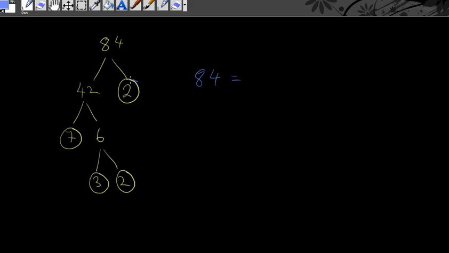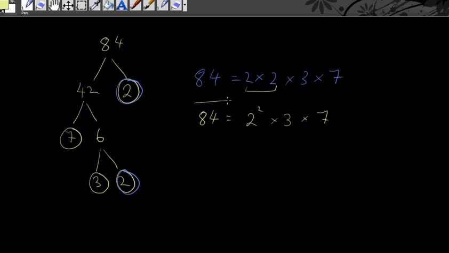Now what I'm going to do is write 84 equals 2 times 2. There's a 3 there and a 7. And what I said earlier was I would prefer to write it in a more compact way. So I'm going to write 2 squared, which covers those ones, times 3 times 7. And that's what I would prefer you to do.